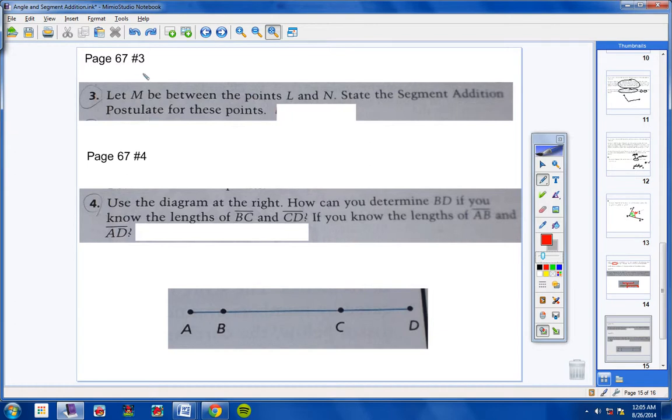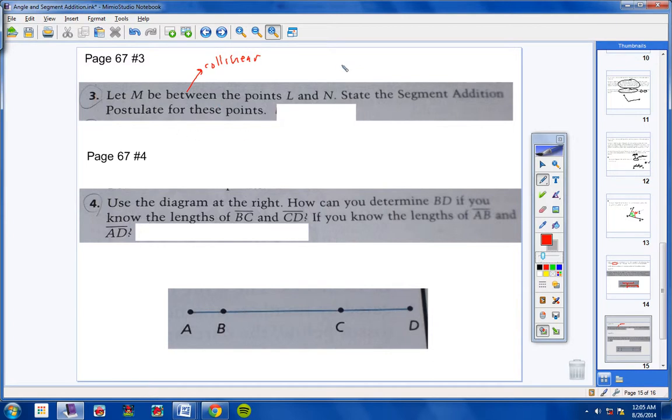Page 67, number 3. Page 67, number 3. And the problem reads as follows. Let M be between, oh, don't forget between means collinear. They're going to be on the same line. Okay? Let M be between points L and N. State the segment addition postulate.